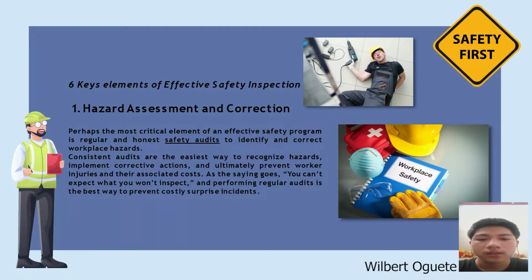The number 1 is hazard assessment and correction. Perhaps the most critical element of an effective safety program is regular and honest safety audits to identify and correct workplace hazard. Consistent audits are the easiest way to recognize hazard, implement corrective actions, and ultimately prevent workers' injuries and their associated costs. As the saying goes, you can't expect what you don't inspect, and performing regular audits is the best way to prevent costly surprise incident.